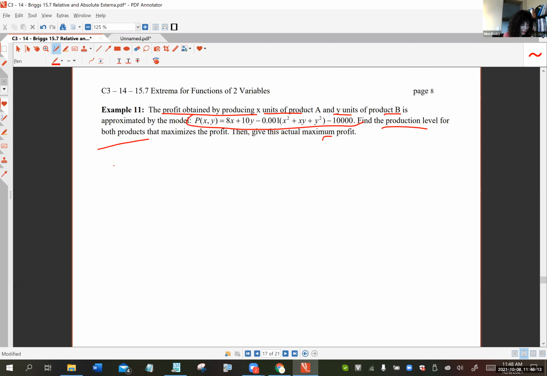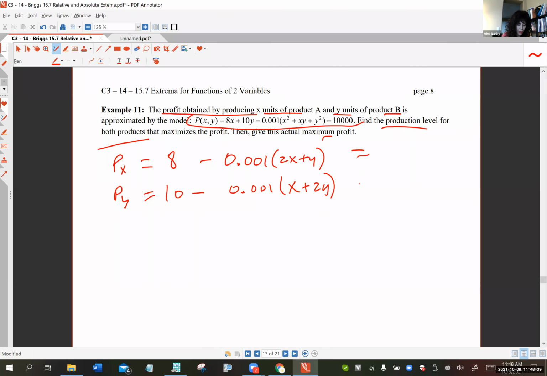Great. So what I'm going to do is find the partials very quickly here. Partial of P with respect to X is 8 minus 0.001 times the quantity 2x plus y. The P_y is 10 minus 0.001 times x plus 2y. And you're going to set them both equal to 0 simultaneously. And folks, good news, these are both linear equations. So this is a linear system. Now, I don't like the decimals. I mean, you can do this without dealing with decimals.